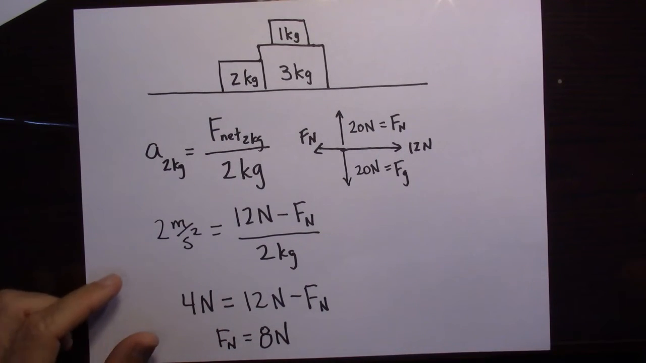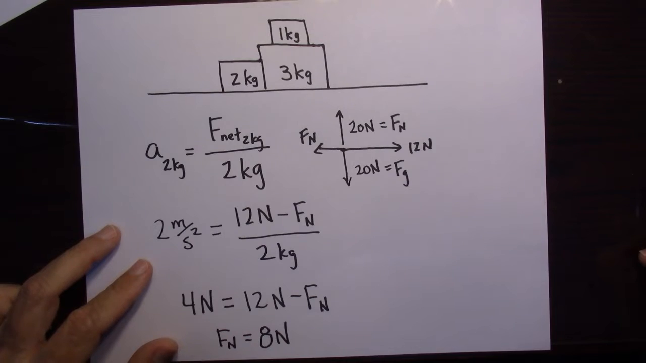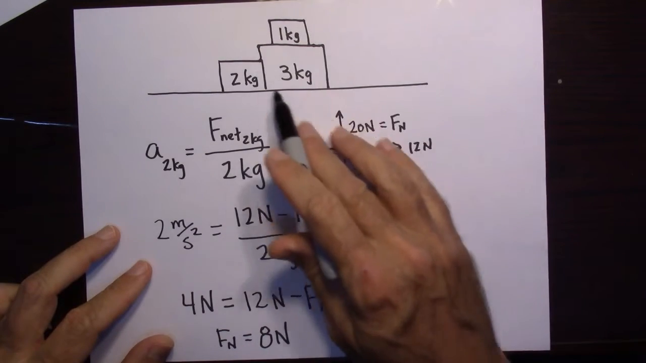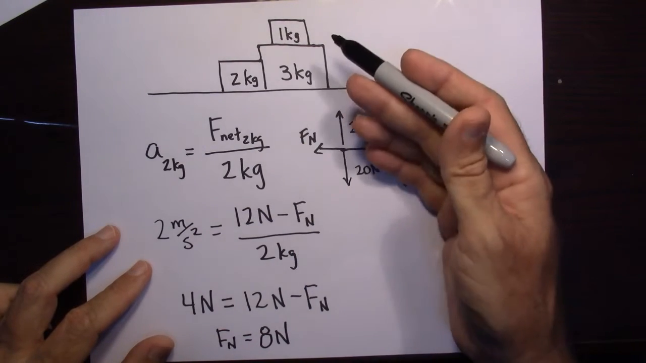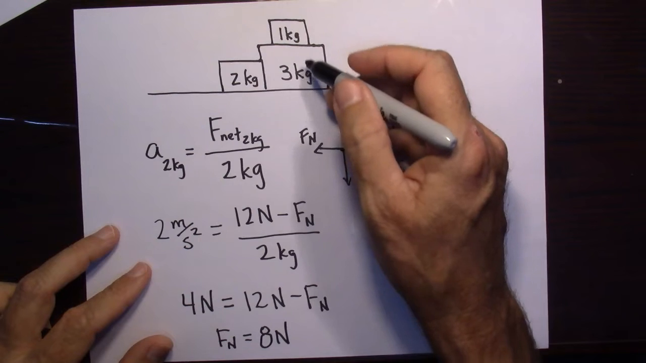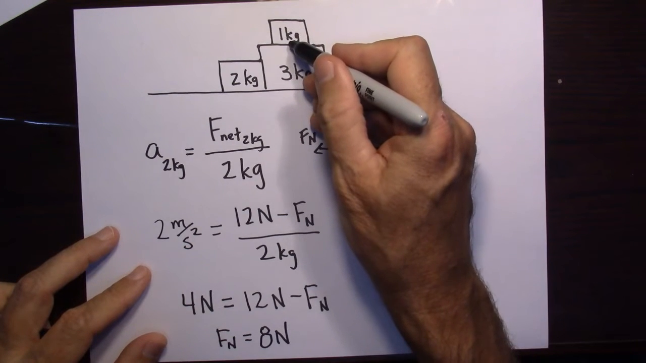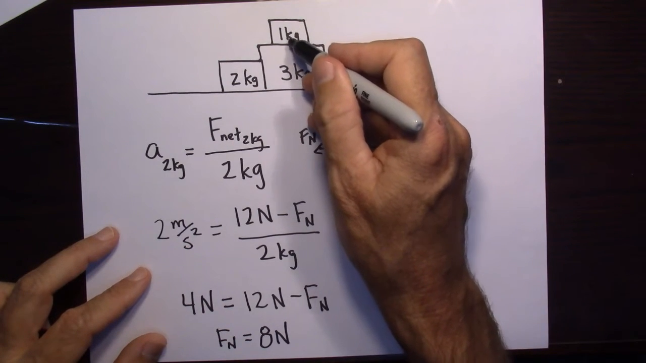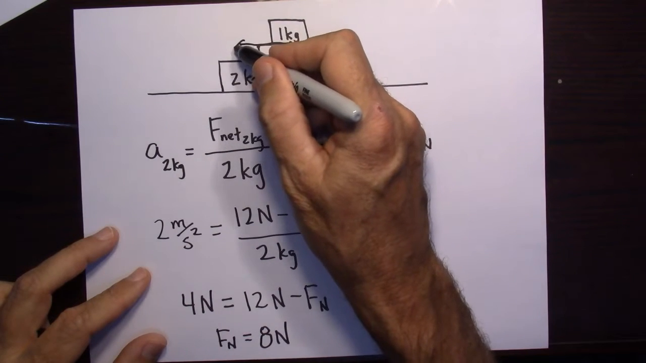Okay, well, if that's the case, then I just found the normal force on the 3 kilogram one, and now I can also find what the force of friction is on the 3 kilogram one. Now there's 2 ways I can find this force of friction on the 3 kilogram one. This force of friction is this way on the 3.